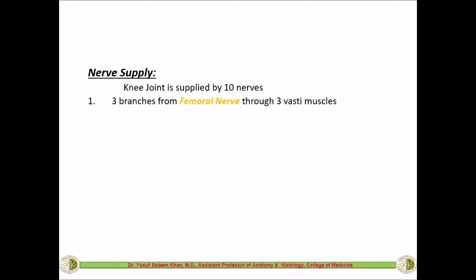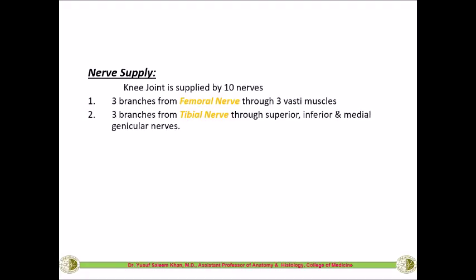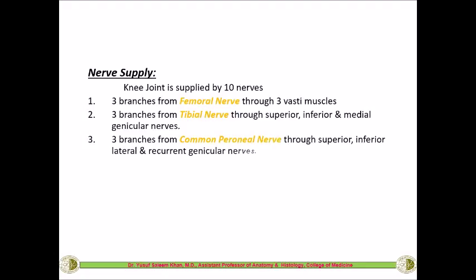The rectus femoris branch will be supplying the hip joint. So the same femoral nerve will be supplying both the hip joint as well as knee joint. So these 3 branches are from the 3 vasti muscles which are coming from the femoral nerve. Then 3 branches from the tibial nerve through the superior, inferior as well as the medial genicular nerves. Then 3 branches from the common peroneal nerve. Tibial nerve and common peroneal nerve are branches of the sciatic nerve, and they will be supplying the knee joint.